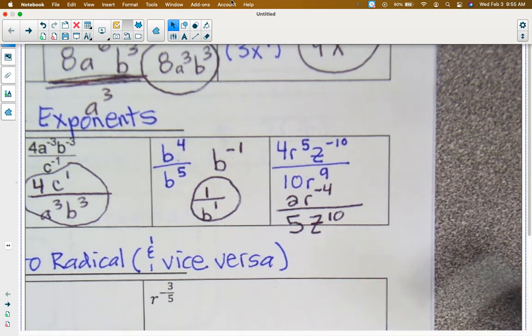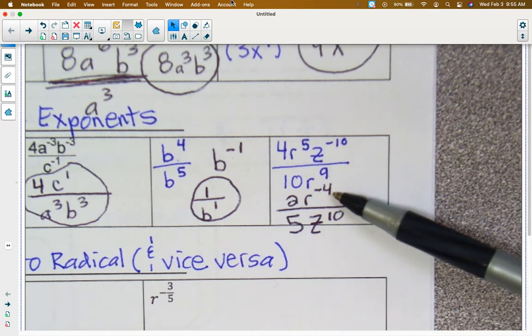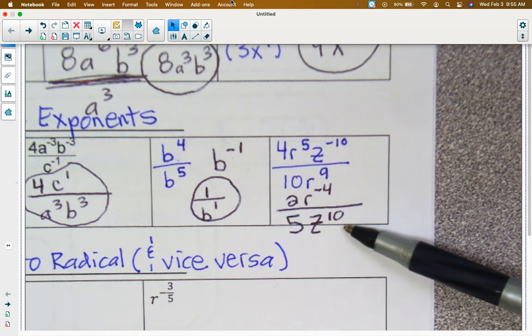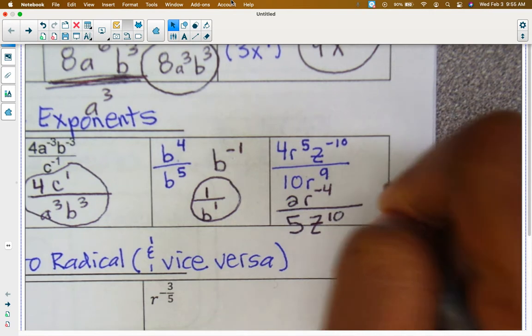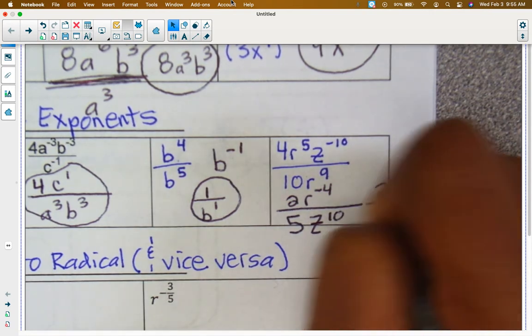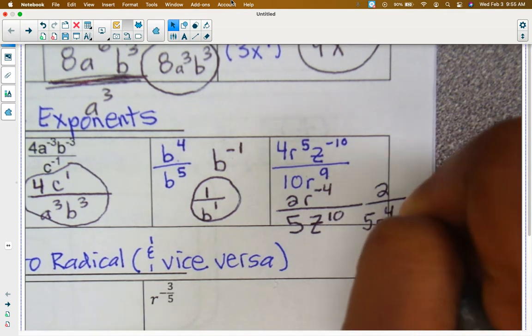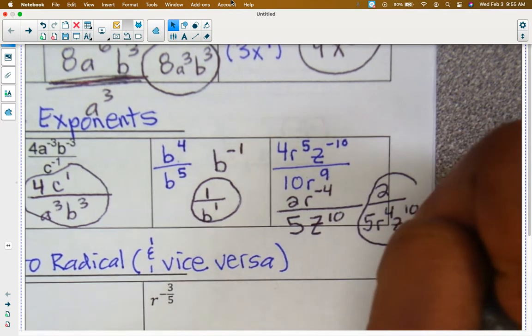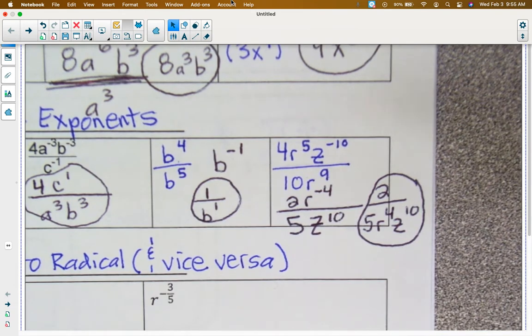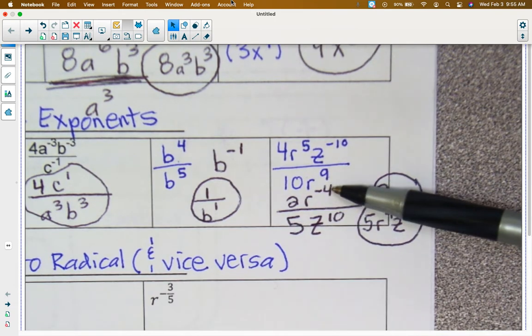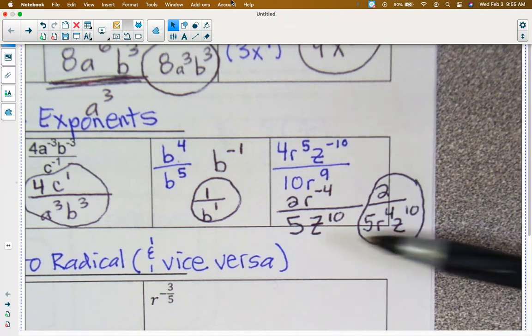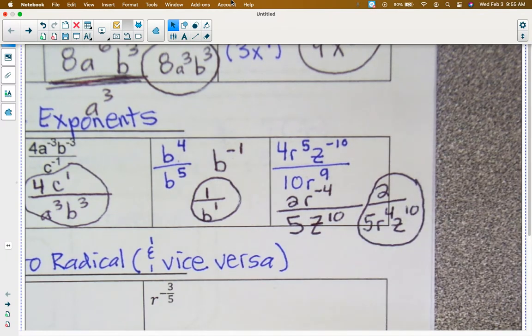And for my final answer, we can't have this negative exponent here, so we know that it's going to be moved to the bottom. So my final answer is going to be 2 over 5 r to the 4th z to the 10th. So final answer, 2 stays on top. This negative 4 needs to be moved to the bottom, and we had already moved the z from the top to the bottom. So that is our final answer, 2 divided by 5r to the 4th z to the 10th power.